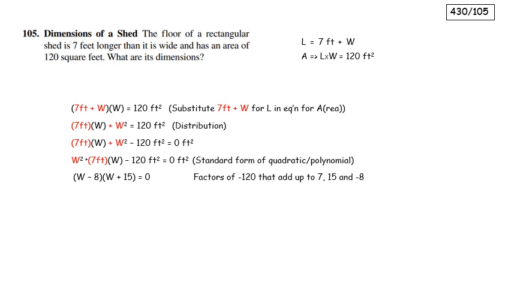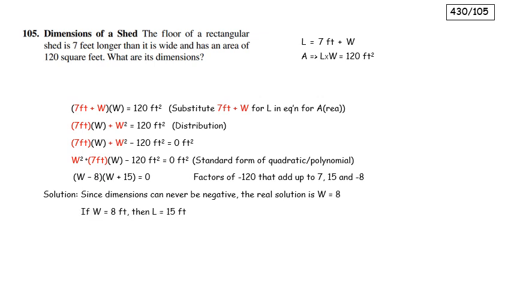Now, in order for this statement to be true, W either will equal 8 or W will equal negative 15 or both. But we know that dimensions can never be negative. The real solution then is just the positive value, W equals 8. If W is equal to 8 feet, then 7 feet more than that is our length, which is 15 feet.